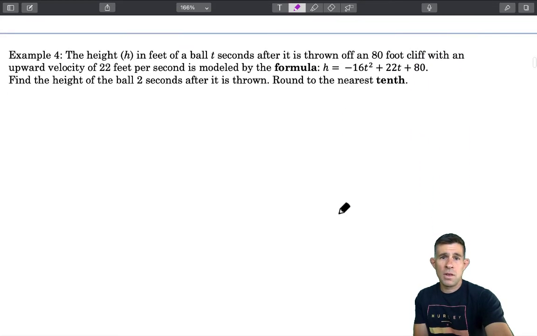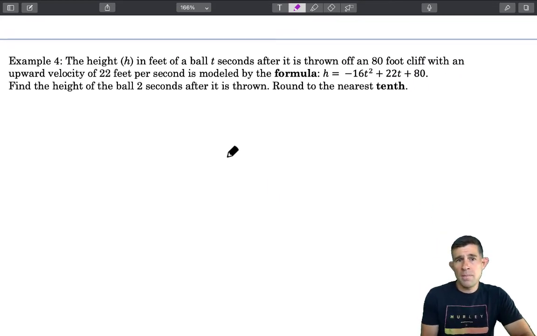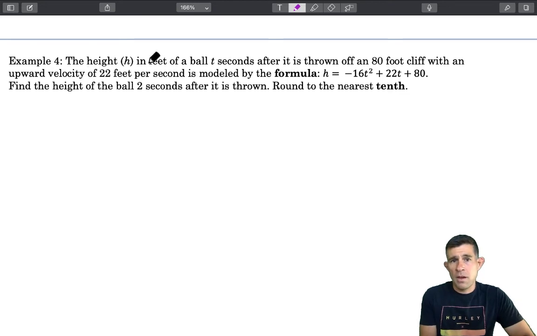All right, one more example here for us today. And this is example 4 that talks about the height in feet of a ball T seconds after it's thrown off a cliff that's 80 feet in the air, an 80-foot cliff, okay, with an upward velocity of 22 feet per second. It is modeled by this formula: h equals negative 16 t squared plus 22t plus 80. We want to find the height of the ball 2 seconds after it's thrown off.